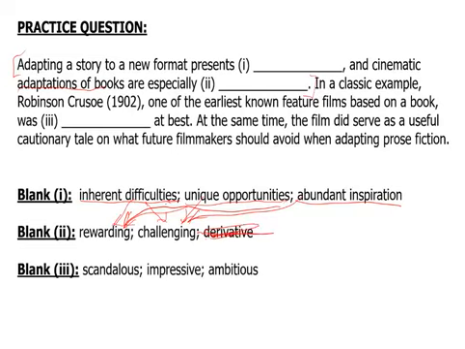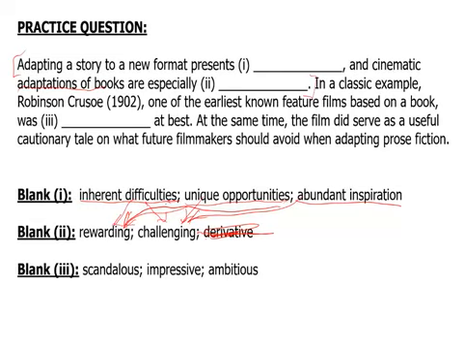So we can rule out derivative, but we still have quite a few possible combinations for blank 1 and blank 2. So we want to look at blank 3 to figure out exactly what's going on here. Let's look at blank 3, or the text leading up to blank 3 as well. We've passed this first sentence. Adopting a new story format presents blank, and cinematic adaptations of books are especially blank. Now we're seeing, in a classic example, they're giving an example of what's being said in the first sentence.